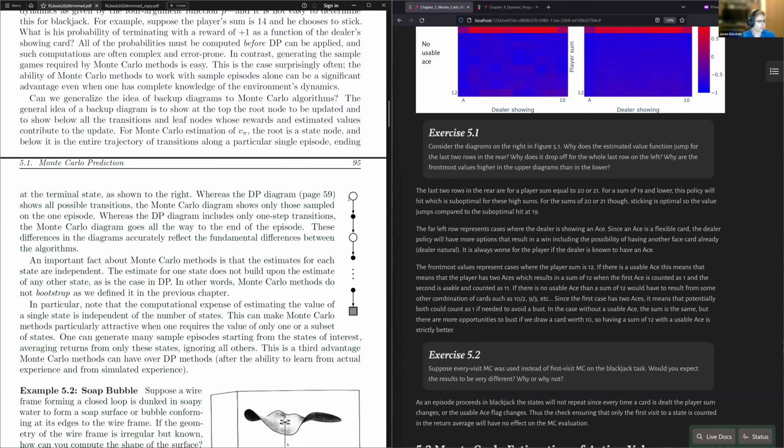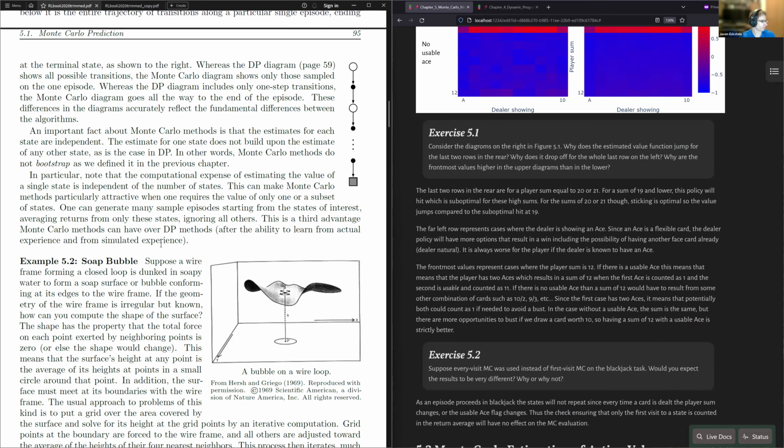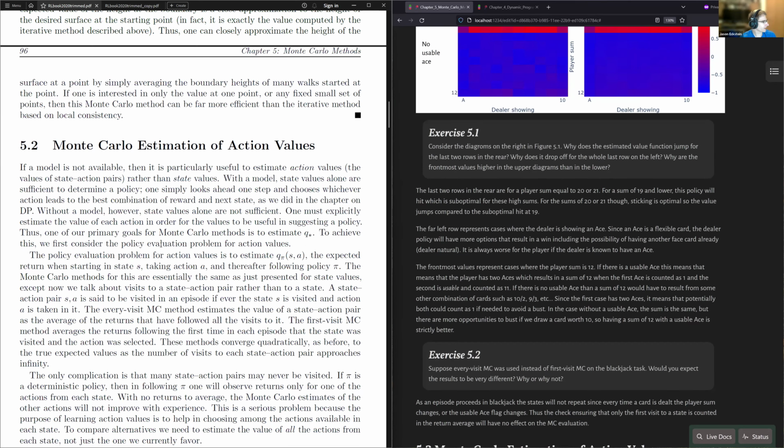So this is sort of like the backup diagram for Monte Carlo, which is we generate this episode until the terminal state, and then we just go back and collect all the data from it.